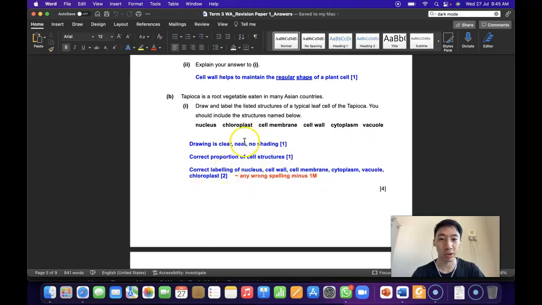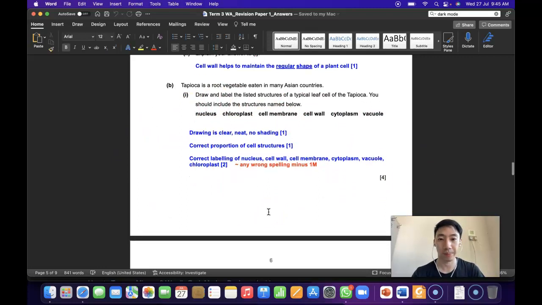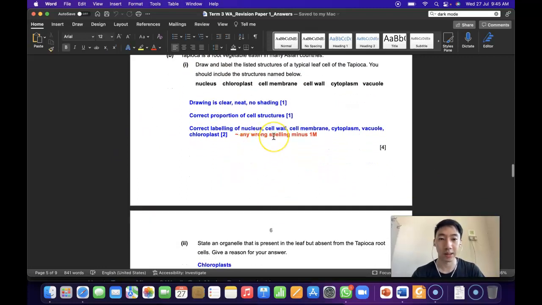Lastly, make sure that you draw your cell as large as you can, at least 70% of the space provided. If there's no box, you just imagine that this whole area, the empty white space, is your area to draw. And of course, your labeling and spelling must be correct.